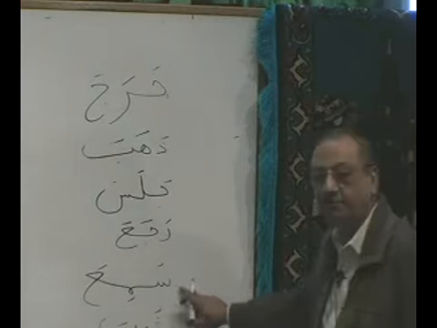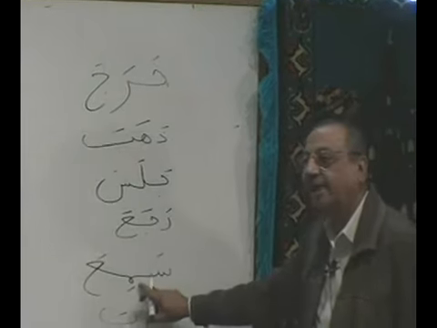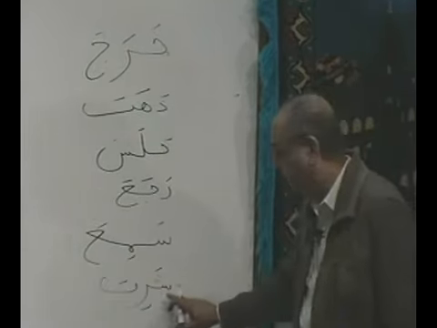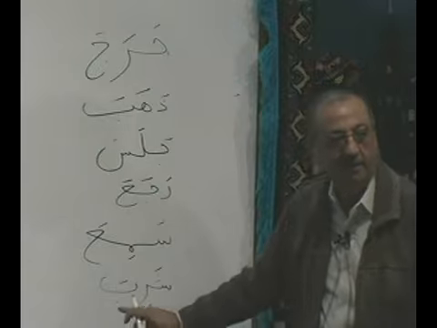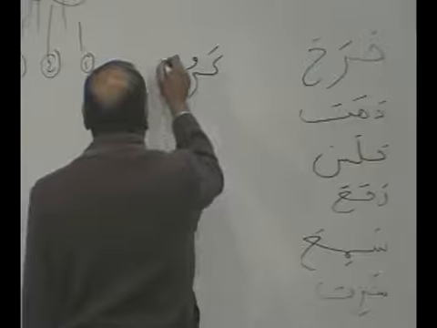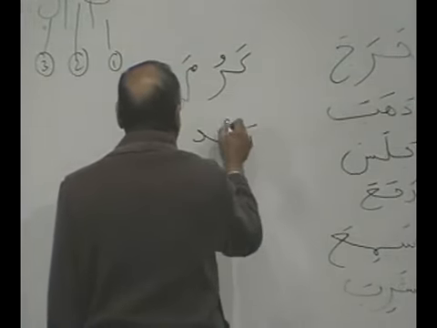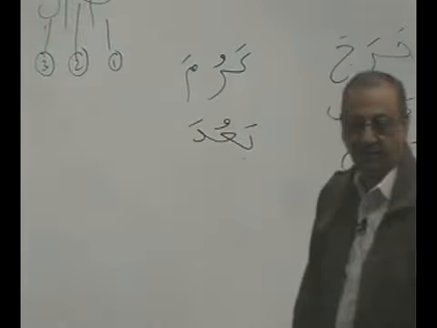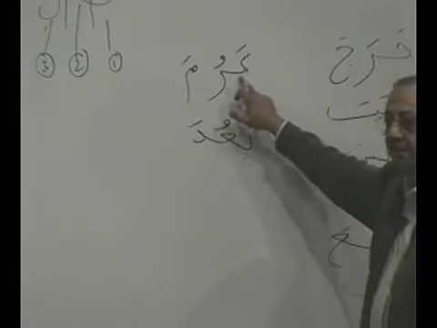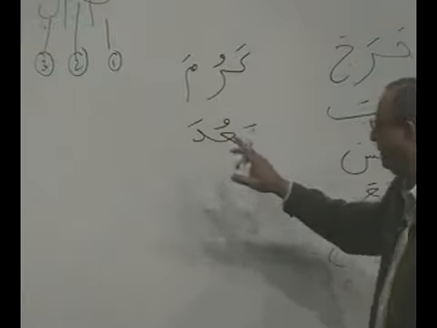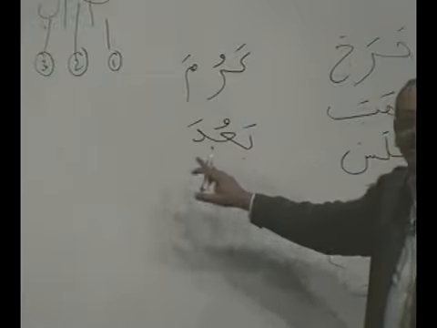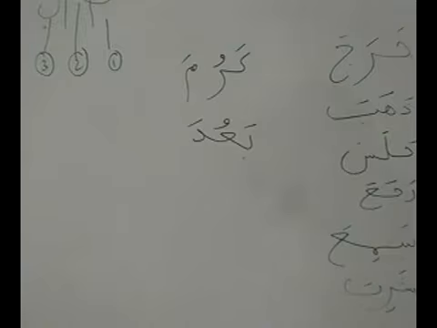What do you see here? Fa kalima, ain kalima, lam kalima. First radical, second radical, third radical. Okay? Are you with me? Now I write down two more verbs, brother. Karuma. And I'm writing another word here, ba'uda. Okay? Fa kalima, ain kalima, lam kalima. First radical, second radical, third radical. Are you with me, brothers and sisters?